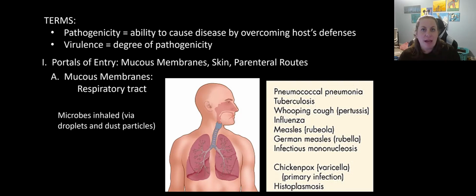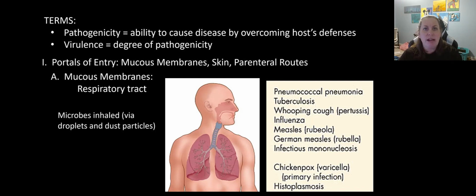But the first thing we got to look at is how these bacteria, viruses, or other microbes gain access. How do they do the portal of entry and get inside of you? Well, they can get inside of you a number of ways. The first is mucous membranes. We then are going to look at skin and what we call the parenteral routes. So the first ones here are your mucous membranes. You have several of these that make you susceptible.